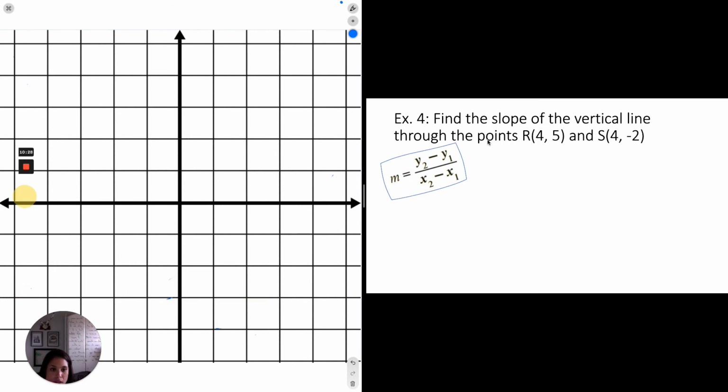Here's our last example. Find the slope of the vertical line through the points R, 4 and 5, and S, 4, -2. So vertical line, it just gave us a hint in the directions. Okay, let's write our formula for slope. m equals y2 minus y1 divided by x2 minus x1. I'm going to label my ordered pairs.